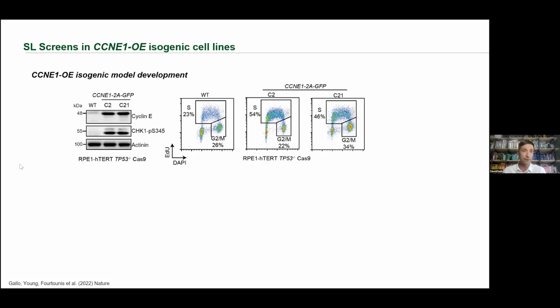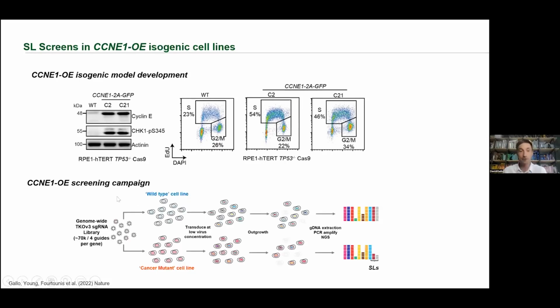And so we carry forward the screen, done the same way I just explained. You take your cancer cell line and your wild type cell line, and you do your screen. At the end of the day, after NGS sequencing of the barcodes, you can score which genes, or which synthetic guides, drop out of the mutant cancer cell line but remain in the wild type cells. These would be your synthetic lethal interactions that are specific to the cancer cell line, and in this case, to cyclin E overexpression. Okay, so what does that look like?